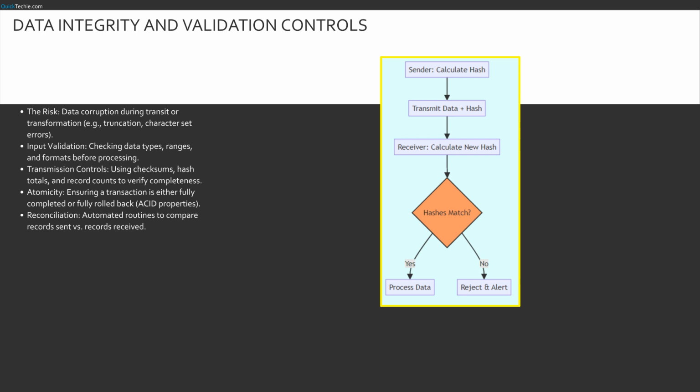This flow demonstrates the integrity check. The sender calculates a hash of the data and transmits both. The receiver calculates its own hash of the received data. The decision diamond asks, do the hashes match? If yes, the data is safe to process. If no, the data is corrupted. We reject it and alert operations. This simple mechanism prevents massive data corruption issues.